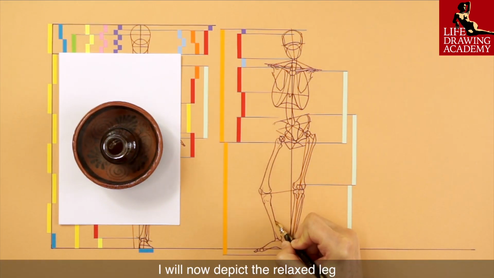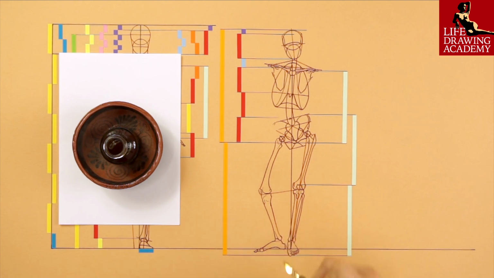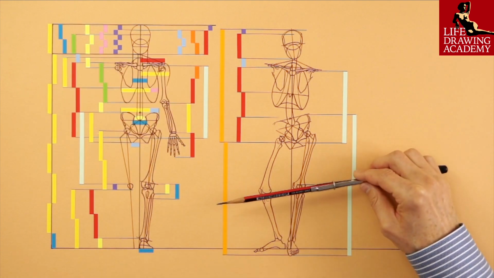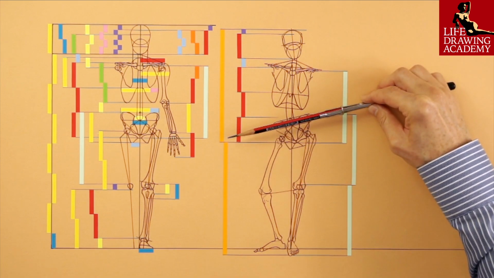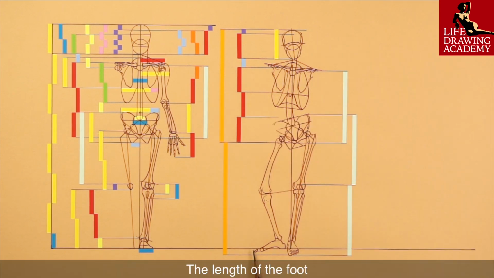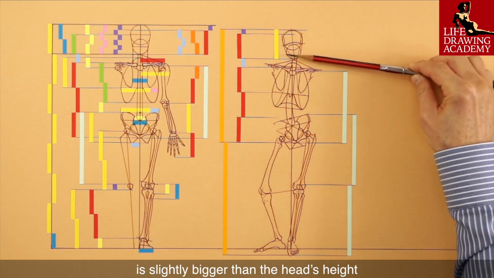I will now depict the relaxed leg. The line of the 2 knees follows the tilt of the pelvis. The length of the foot is slightly bigger than the head's height.